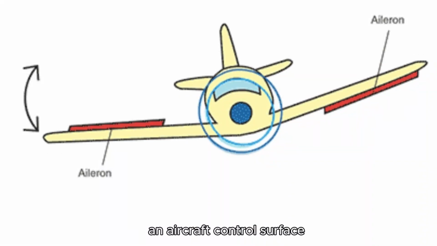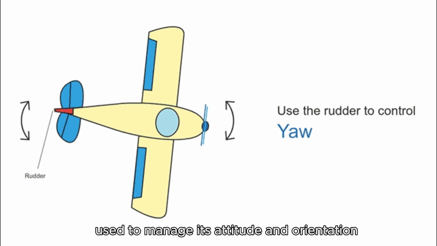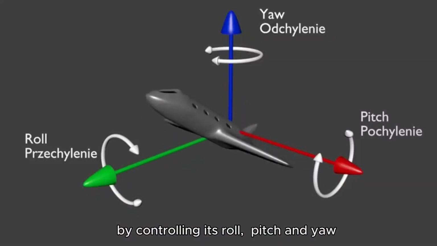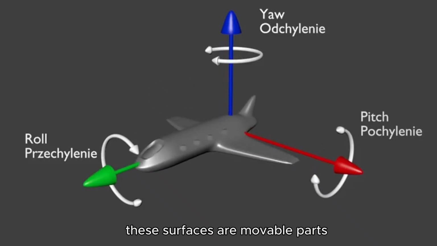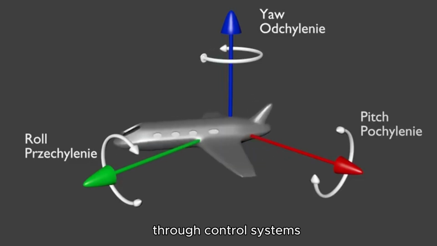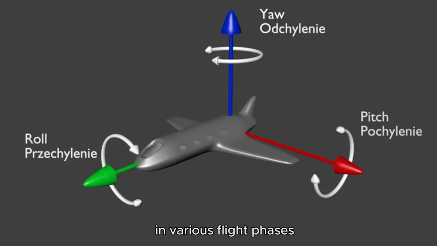An aircraft control surface refers to the aerodynamic components on an aircraft used to manage its attitude and orientation by controlling its roll, pitch, and yaw. These surfaces are movable parts, such as flaps and rudders that are manipulated by the pilot through control systems, allowing for precise maneuverability and stability in various flight phases.